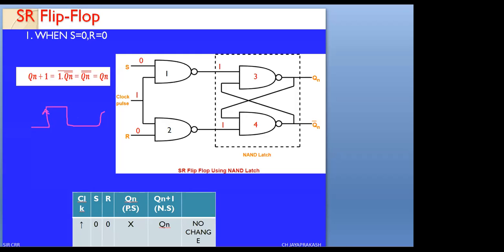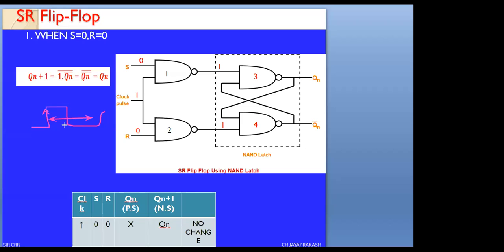Okay, this is your clock. The clock will reflect only the positive edge. After the positive edge, until the next positive edge, during this interval the output values will remain the same. That means only the data present when the positive edge appears is what shows up in the output. That is the indication of the clock.